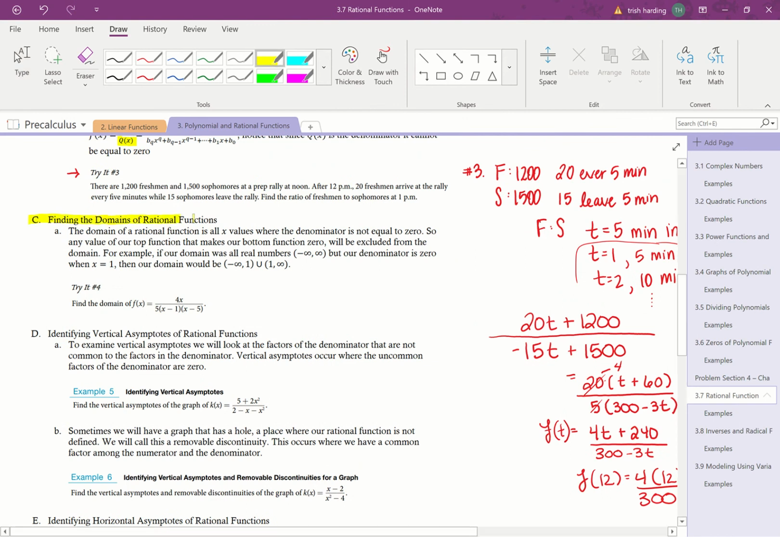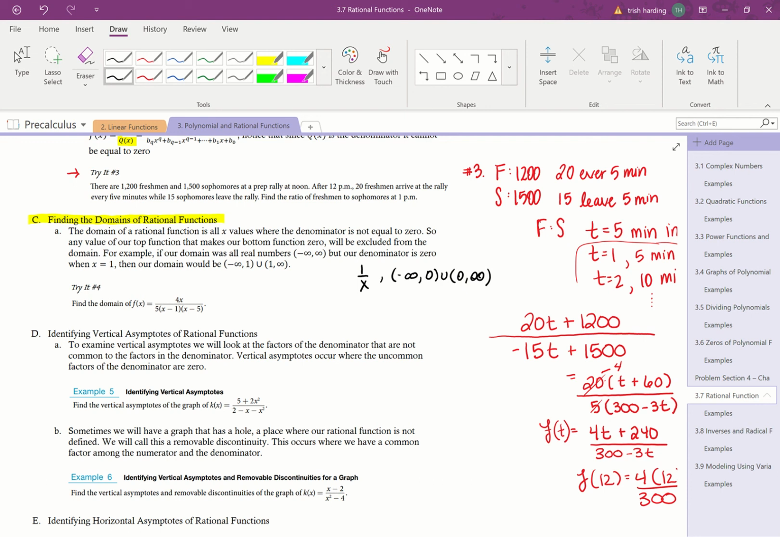Now, finding the domains of rational functions. The domain of a rational function is all of the x values we can have that give us a good y value. So for example, if we had 1 over x, our x can be anything other than 0. And that would be our domain. Because when it is 0, we get 1 over 0, and that doesn't give us a good y value.